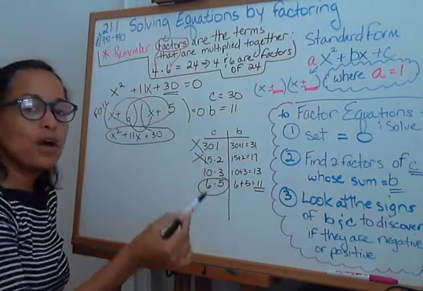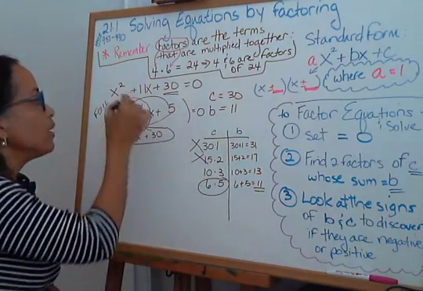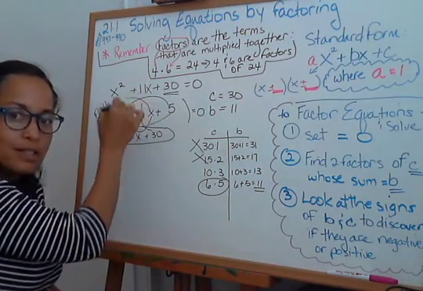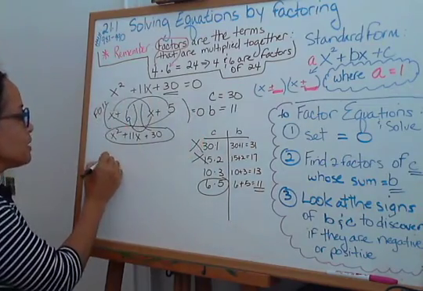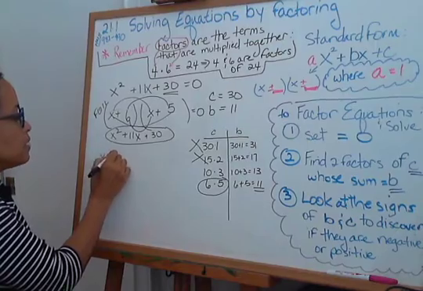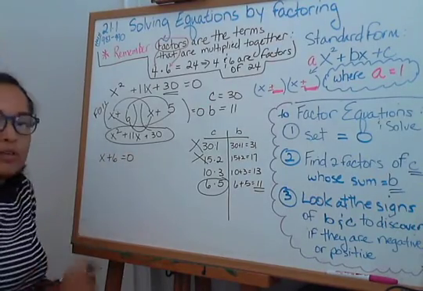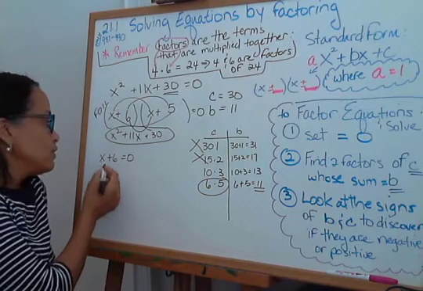use the zero product property that tells me if one of these quantities is equal to 0, then everything's equal to 0. That helps me solve it. So I'm going to set the first quantity, x plus 6, equal to 0, and solve that. Well, this is super easy.